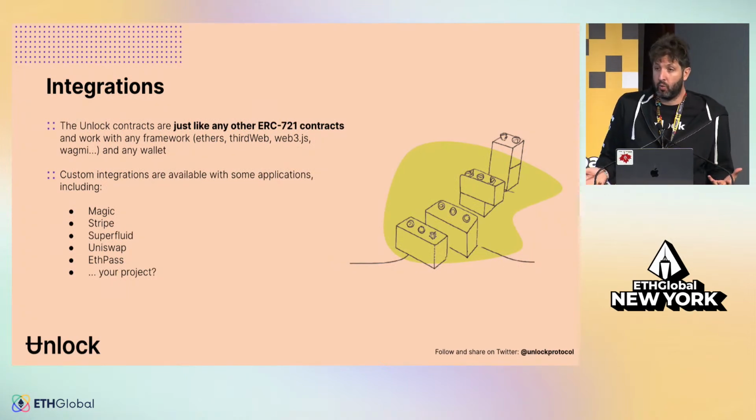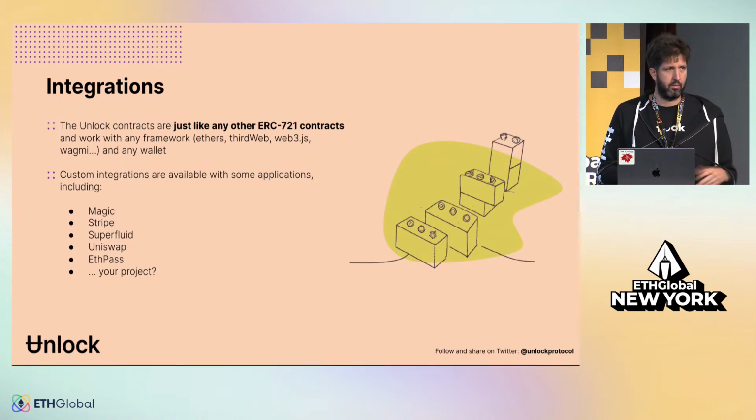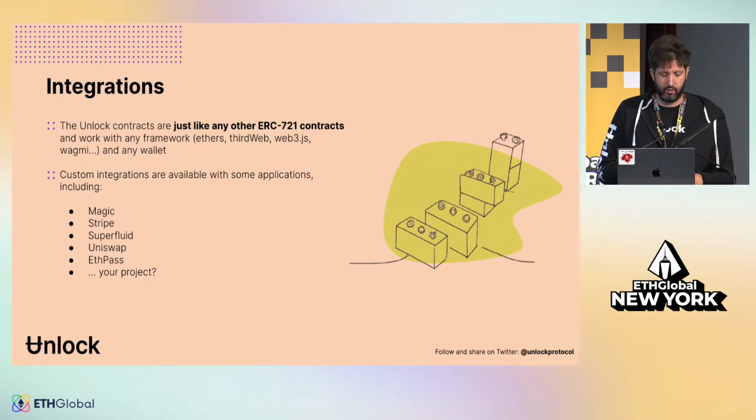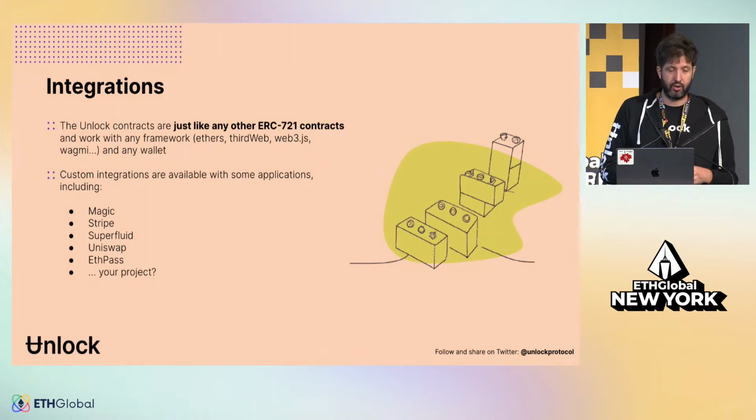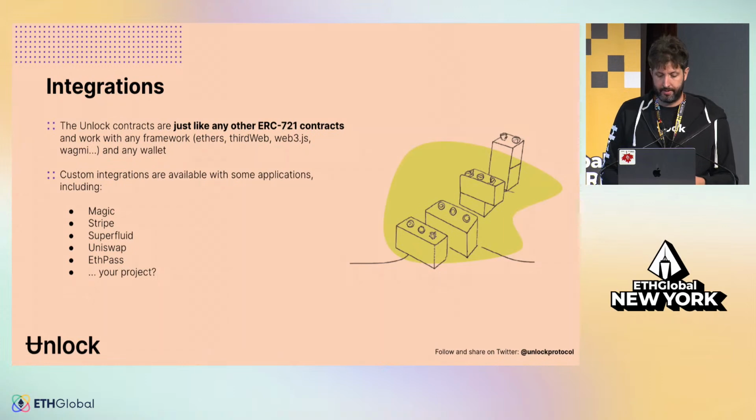Multiple types of integration. Anything that works with an ERC-721, which is one of these 2 NFT specifications, will work great with Unlock. So frameworks like Ethers, Thirdweb, Web3.js, WAGMI, you name them, viem I think is the new hot thing. You can just use Unlock there. We also have integration with platforms like Magic, Privy, Stripe, Superfluid. I mentioned all of these. Again, feel free to ping us on Discord to get more.